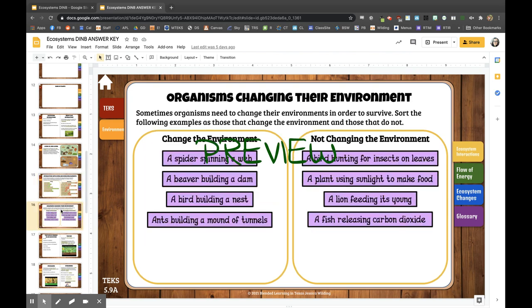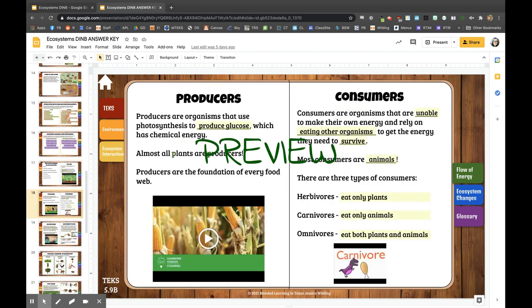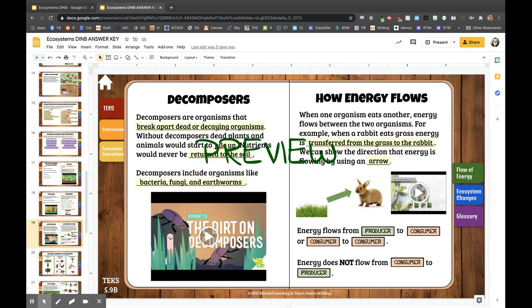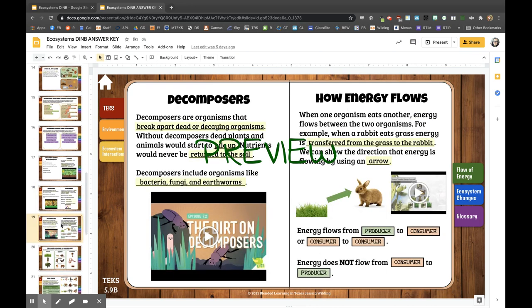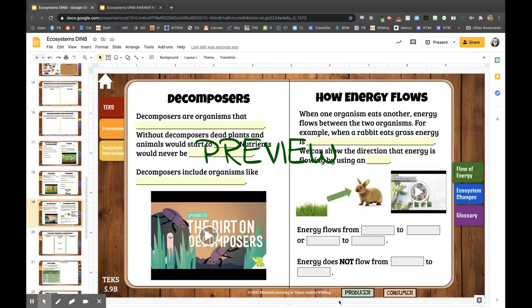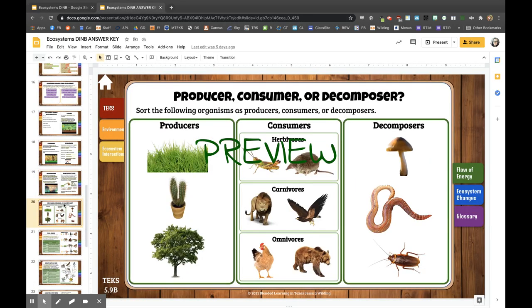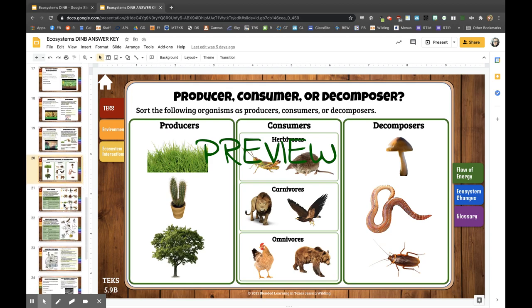Then the next slide is also a sort, and it's a sort between ways that animals are changing their environment and ways that animals are not changing the environment. Then it goes into the flow of energy, so the role of the sun, producers and consumers, decomposers, how energy flows from producer to consumer or consumer to consumer, not from consumer to producer. And those are draggable down there. And then we go into a sort of producers, consumers, and the type of consumers and decomposers.